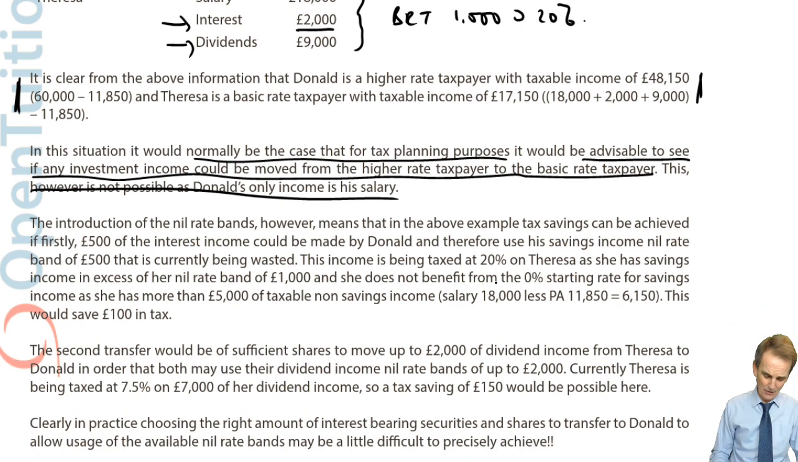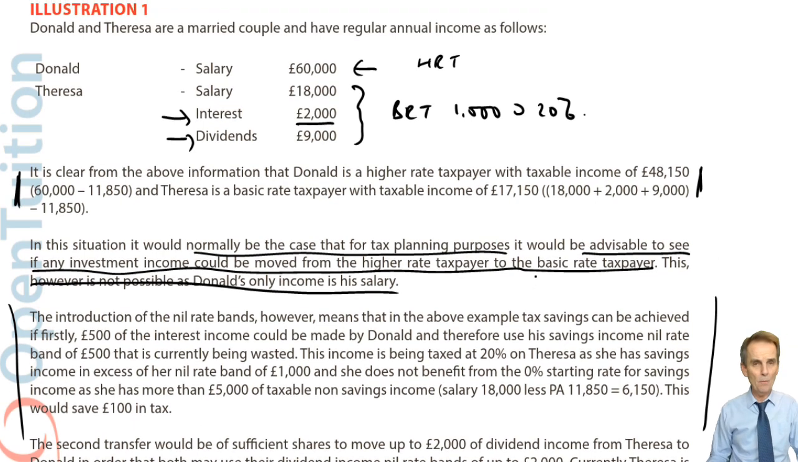And it's suggested here in the notes that, again, I trust you've already read, what we could do, of course, is to move certain amounts of the interest income producing asset across to Donald, but only so much as would generate sufficient to be able to utilise his savings income nil rate band. Now he is a higher rate taxpayer. He therefore would benefit from just £500 worth of savings income nil rate band.